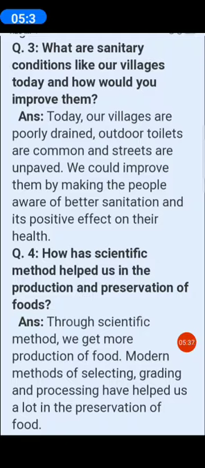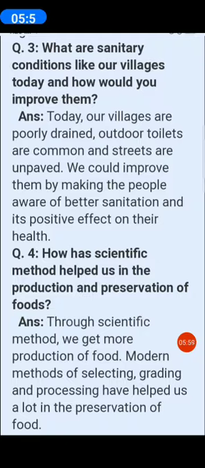We could improve them by making the people aware of better sanitary conditions and its positive effects on their health. So it means that it is being suggested how we can improve these sanitary conditions in the villages. In the villages, we can make the people aware.